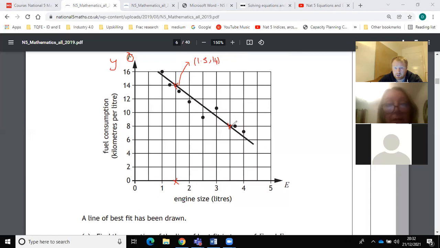Okay. This point here, along the x-axis, 3.5. Okay, and the y-axis is 8. Okay, and then it would just be the case of working through that process. So with 2 points, you can work out the gradient, and then you could substitute one of those points into that equation that we've been working on tonight, that formula we've been working on tonight, and just work through that.